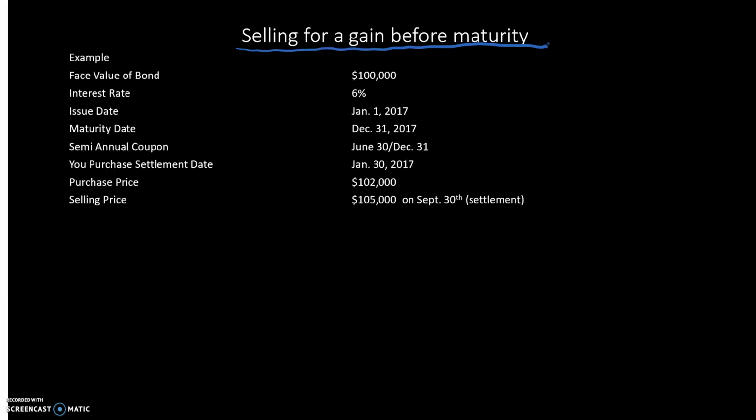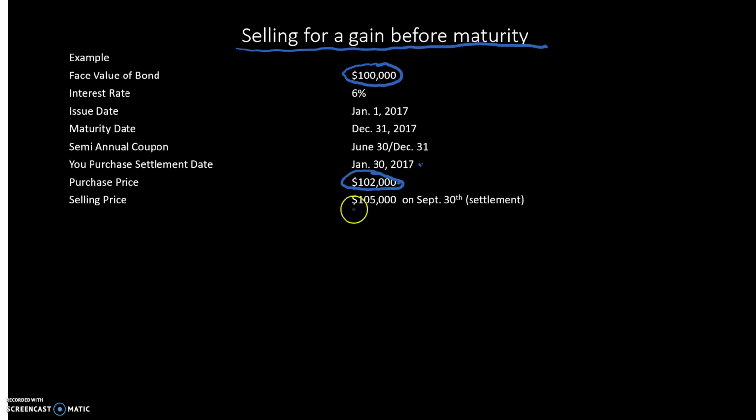In our case, this is going to be similar to the example that we looked at of buying a bond at a premium. We bought this bond at $102,000 on January 30th, 2017. The par value is what? $100,000. So we already bought this bond for a premium.